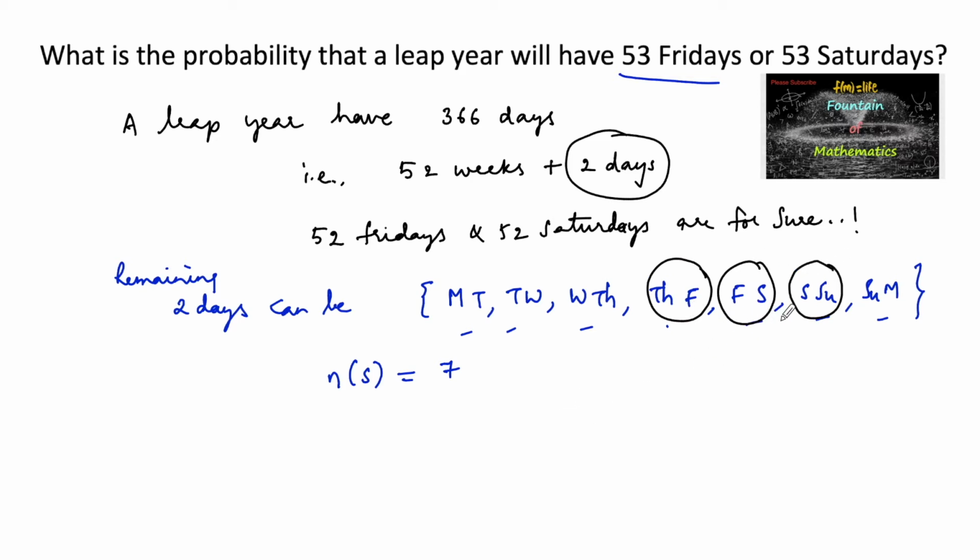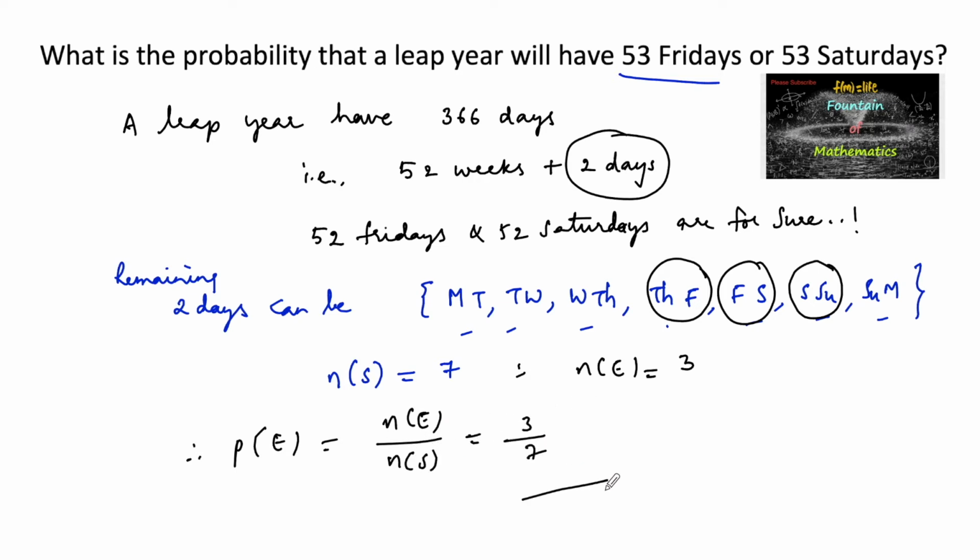So there are 3 in our selection. So that is n of e, our event is nothing but we have to select 3. So therefore probability of the event is equal to n of e by n of s, that is 3 out of 7. So 3 by 7 is the answer. Okay.